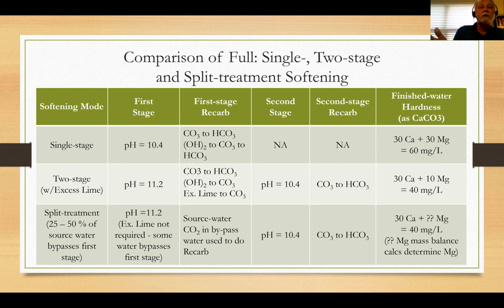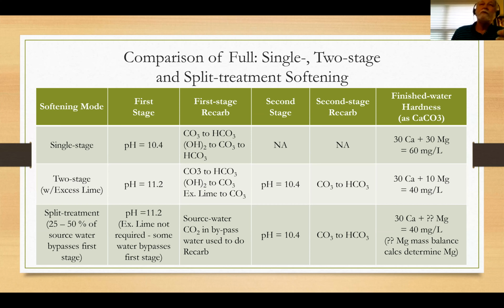And also, as you see in the second column, pH equals 11.2, but I haven't added any excess lime. Because what I'm doing is I'm only softening 50 to 75% of the water. So I get a pH of 11.2 by adding the stoichiometric amount of lime, but I'm not really adding excess lime. So I don't have to recarbonate it in the first stage.